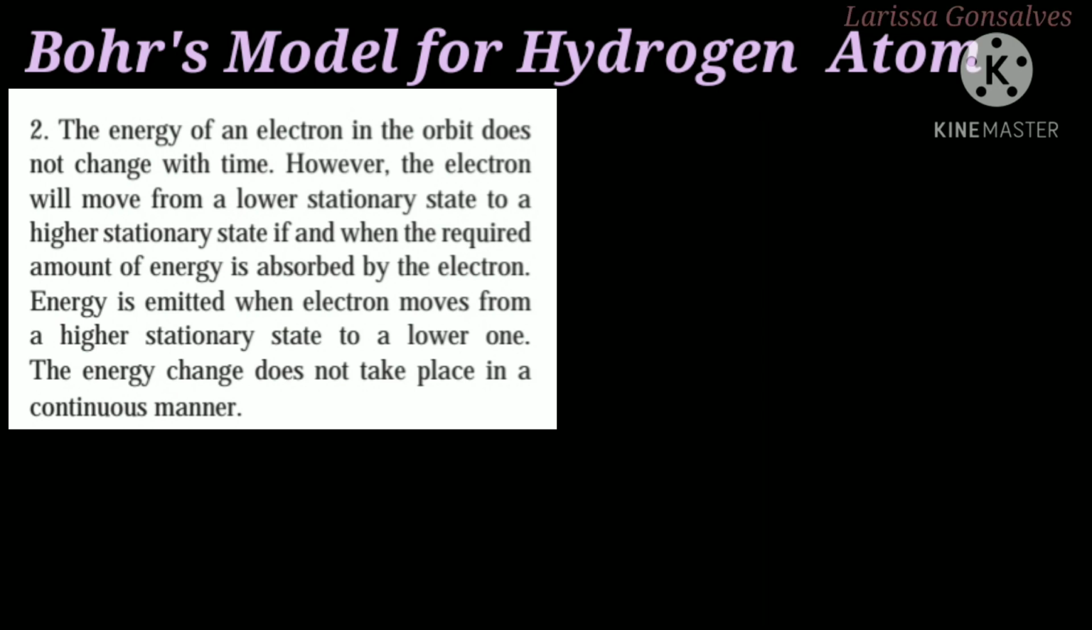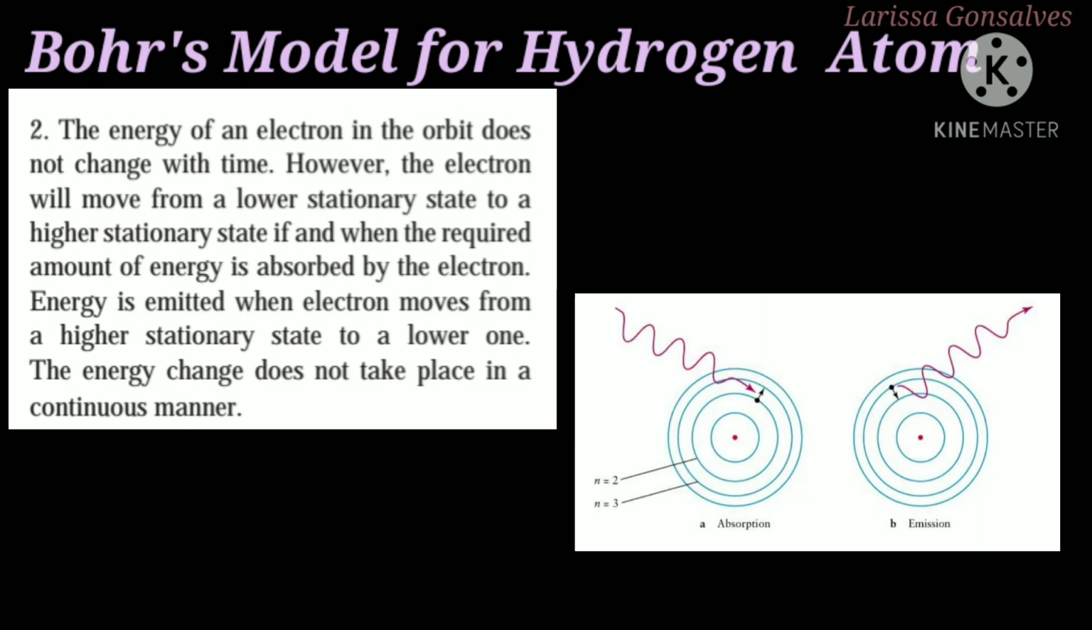This postulate means that when the electron is moving in the orbit, its energy is not going to change with time. However, if the electron wants to go from a lower stationary state to a higher stationary state, it will have to absorb energy. And when it comes from the higher energy state to the lower energy state, it is going to give away energy. But these energy changes do not take place in a continuous manner.